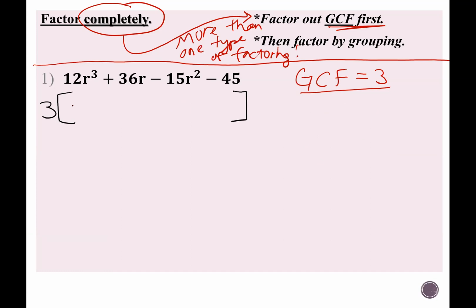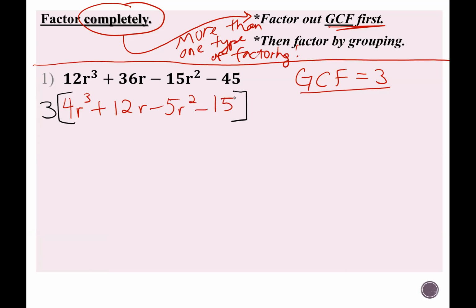12 divided by 3 is 4. Now I didn't take out any factors of r because the 45 didn't have any r. So all the r's are staying the same for now. 36 divided by 3 is 12. 15 divided by 3 is 5, r squared. 45 divided by 3 is 15.